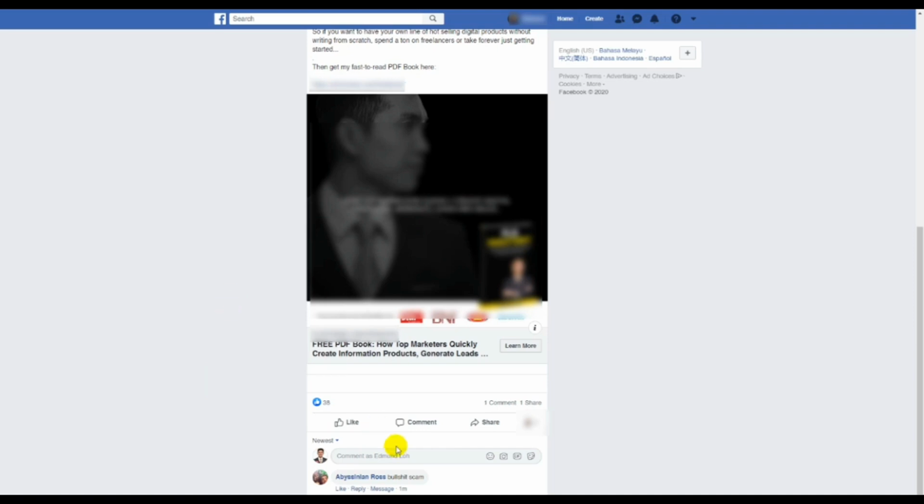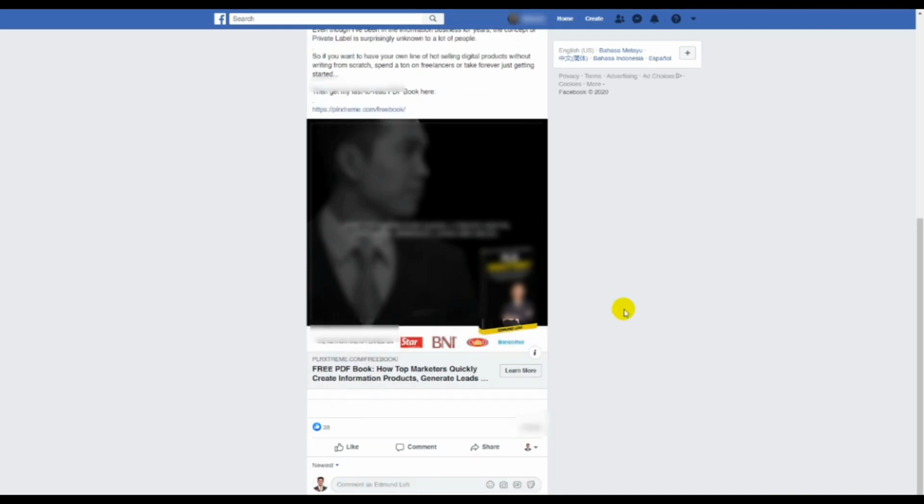So how do we remove comments like this and ban them? It's quite simply by clicking on the comment here. We click on hide comment, and then we click on ban the person, and then finally we just click on delete, and we're done. Simple.